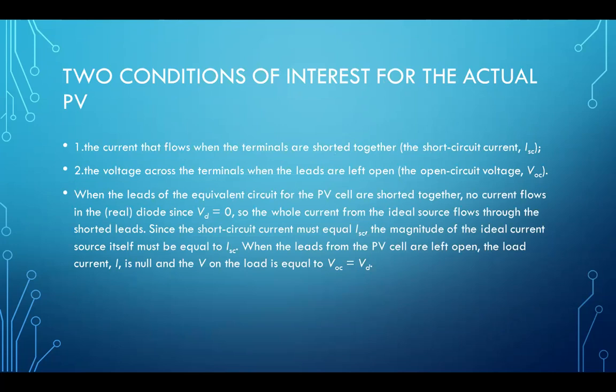The first one is what we call the short circuit, and this happens when the current flows in with the terminals shorted together. And we have the open circuit, which happens when the voltage terminals are left open without a load.